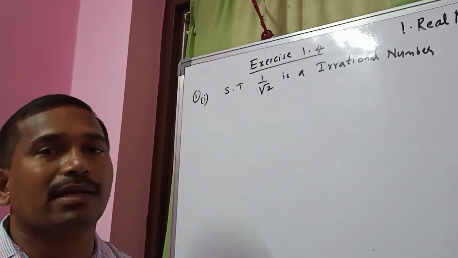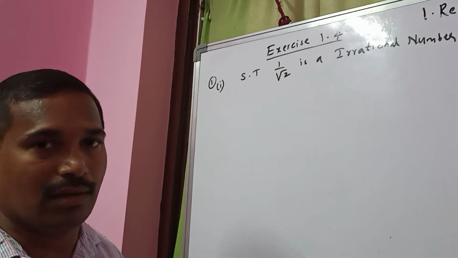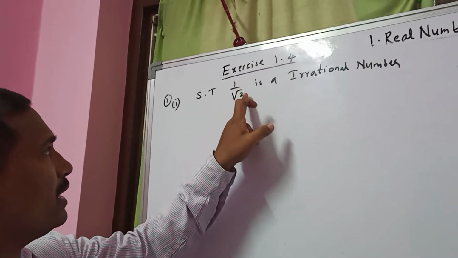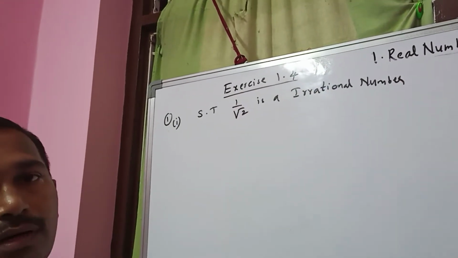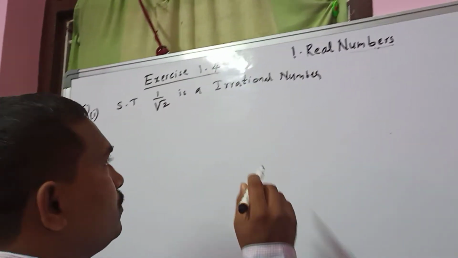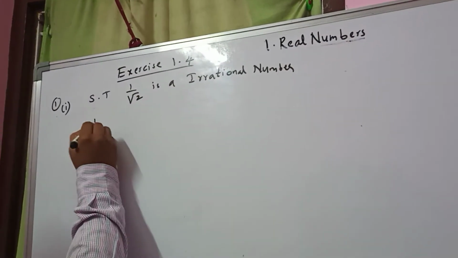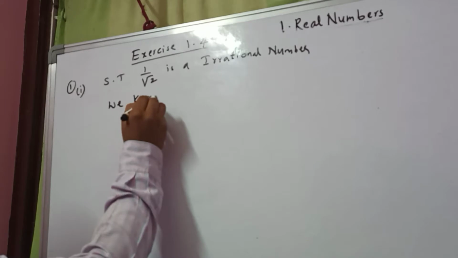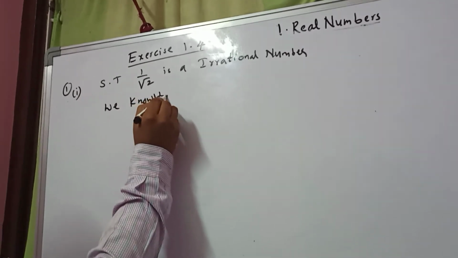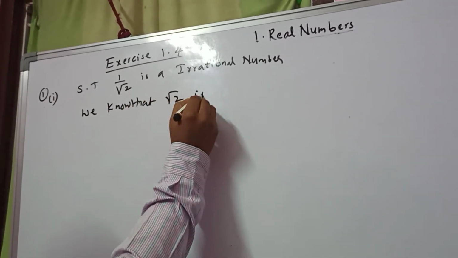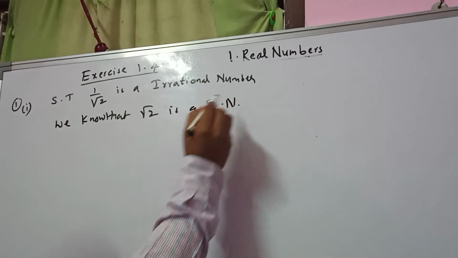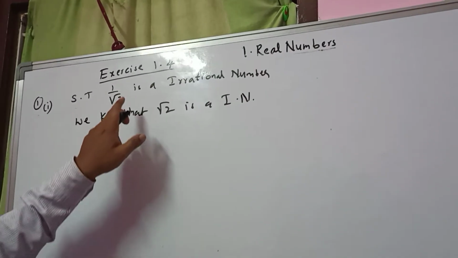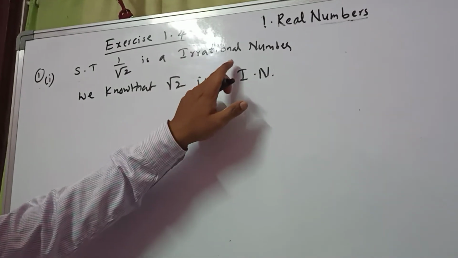Okay, now given numbers are irrational. Already we have discussed one. Now see here, 1 by root 2 is an irrational number. Already we know root 2 is an irrational number. Now let us prove 1 by root 2 is an irrational number.